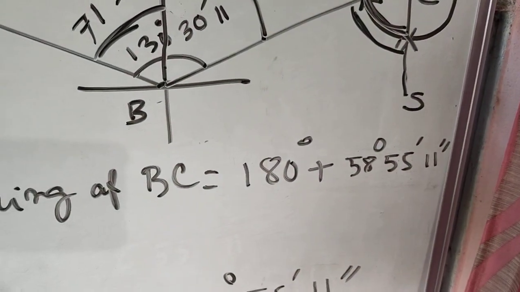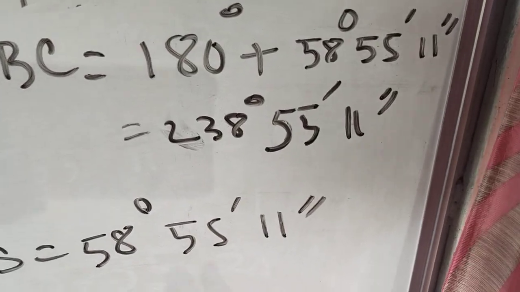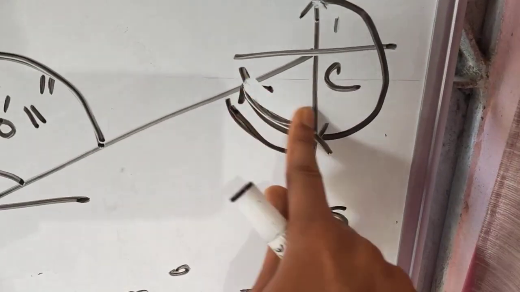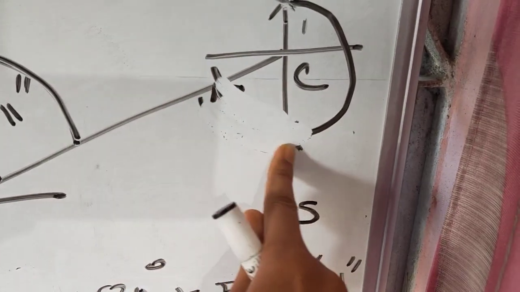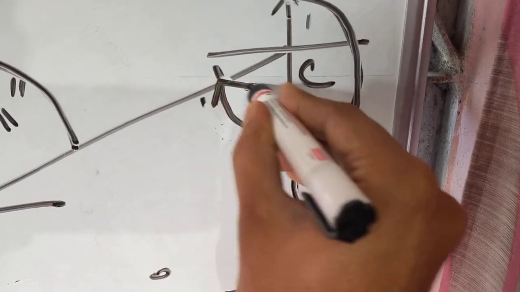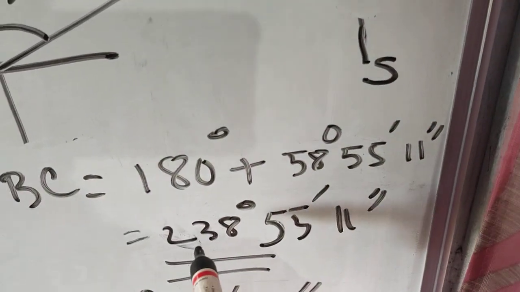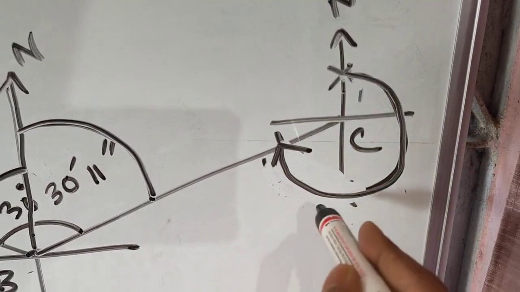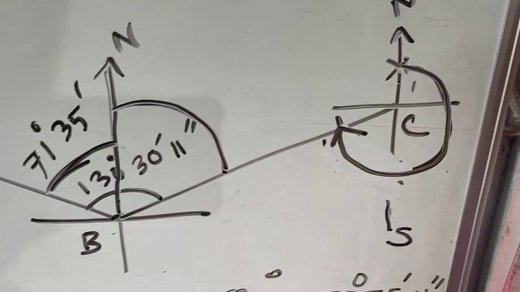Okay, and the result comes out to be 238 degree 55 minutes 11 seconds. That means this whole angle comes out to be how much? 238 degree 55 minutes 11 seconds, this whole angle, and this is the bearing of this line BC. Okay.